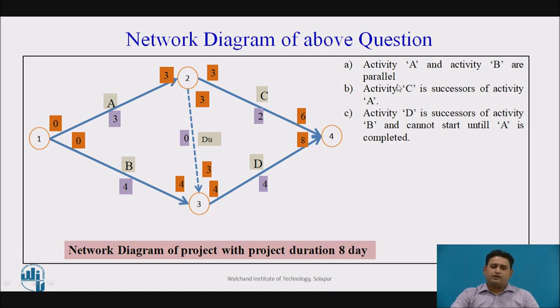Here activity C is the successor of activity A. After the completion of activity A, C is going to start. So I have constructed the network diagram in such a fashion. And activity D is a successor of activity B. Yes, it is a successor of B, but it will start only when A is completed. So to maintain this, I have used a dummy activity.